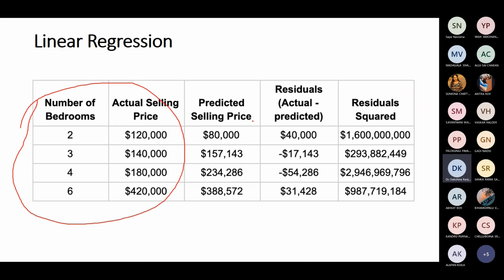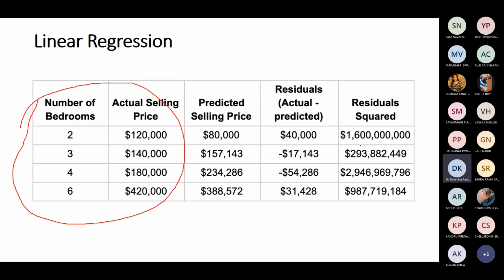Now the predicted selling price has also been determined. We have the actual selling price and the predicted selling price. Now we can get the residuals, so we get the deviation between actual and predicted. This is the deviation, or this is the leftover. And in this column, we are taking the square of these residuals.